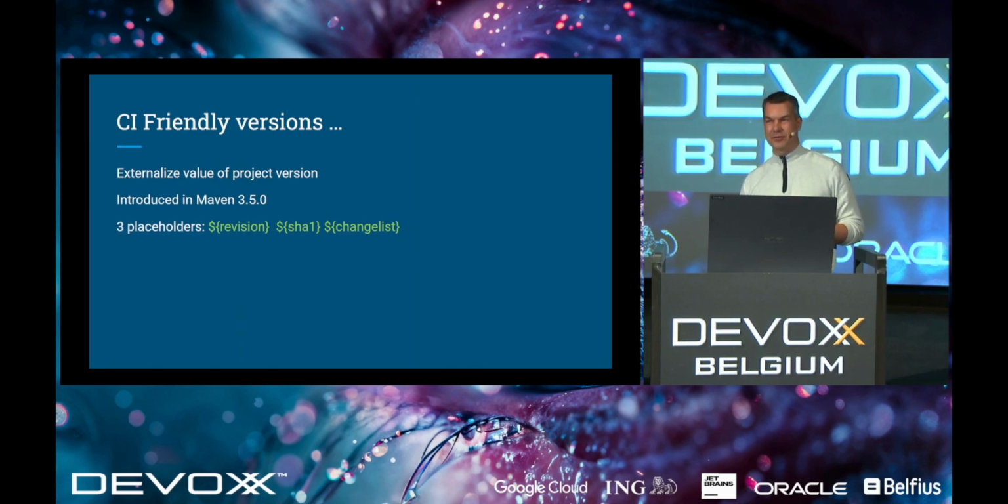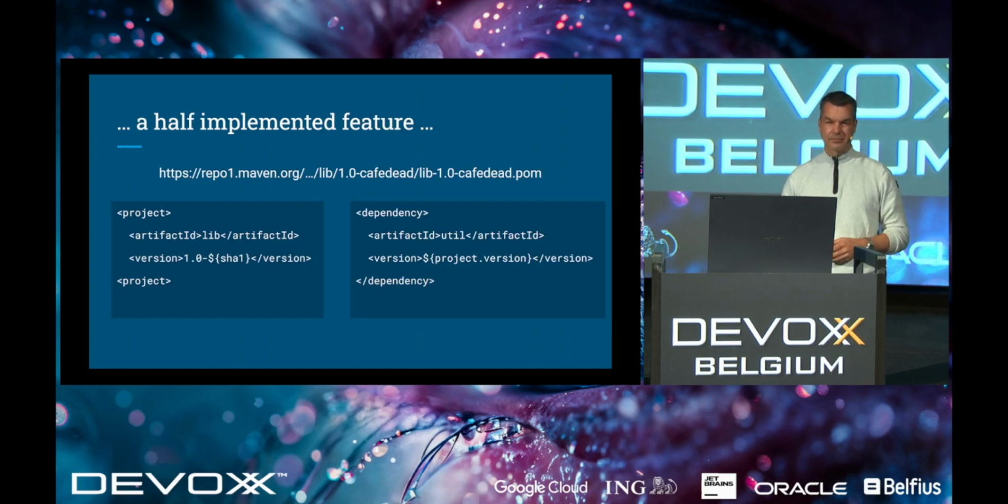Let me help you a little bit. This makes it possible to have every commit be a potentially releasable artifact. Normally, what we're used to doing is using the Maven release plugin, but it comes with some overhead. So wouldn't it be nice if you had some kind of extra parameter that gives you a unique value for the version? There are three placeholders: the revision, the SHA-1, and the change list, and you can add that to your version.